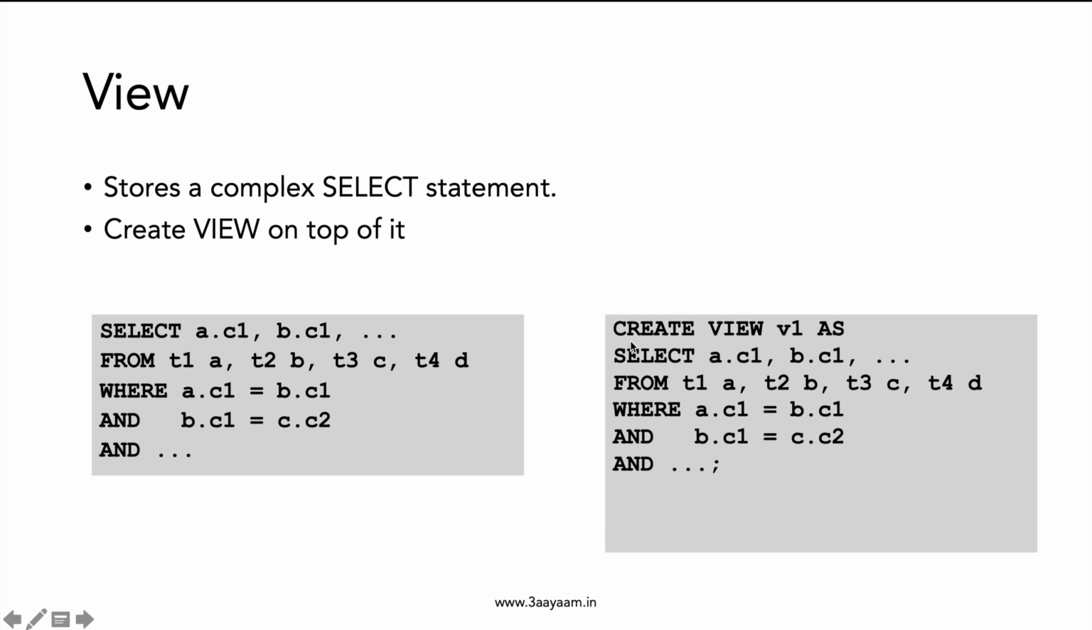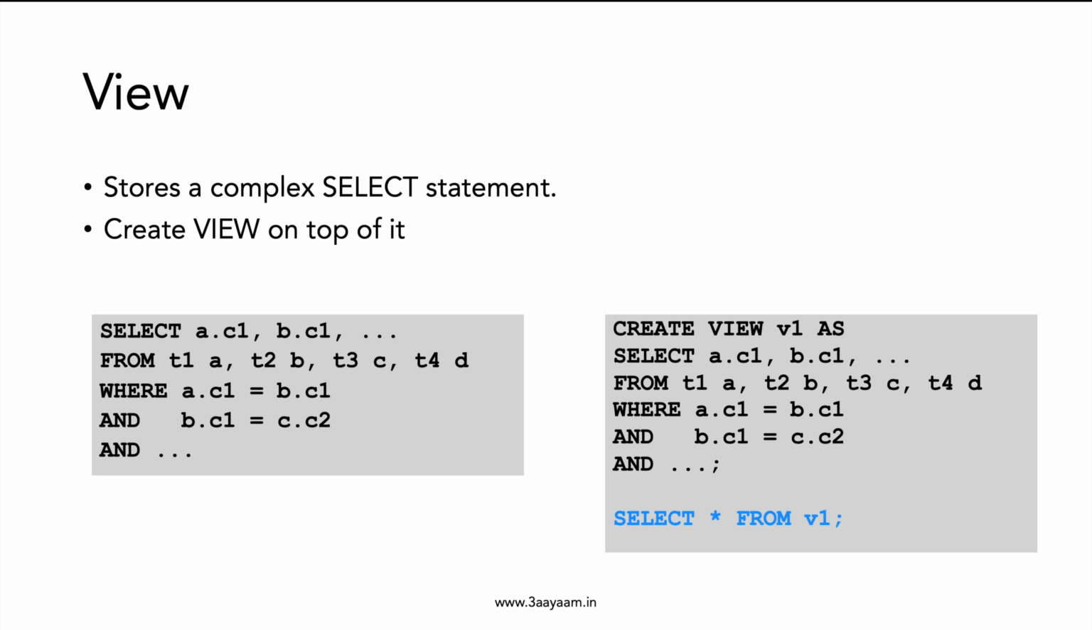So if you see, I have mentioned create view v1 as, followed by the entire select statement here. So this entire select statement has been put here, and then I'm creating a view on top of it. Now this view v1 would be created, which would actually be this select statement. If I have to run this entire select statement, I'll have to run a select star from v1. Of course, you can select only a few columns from this view also.